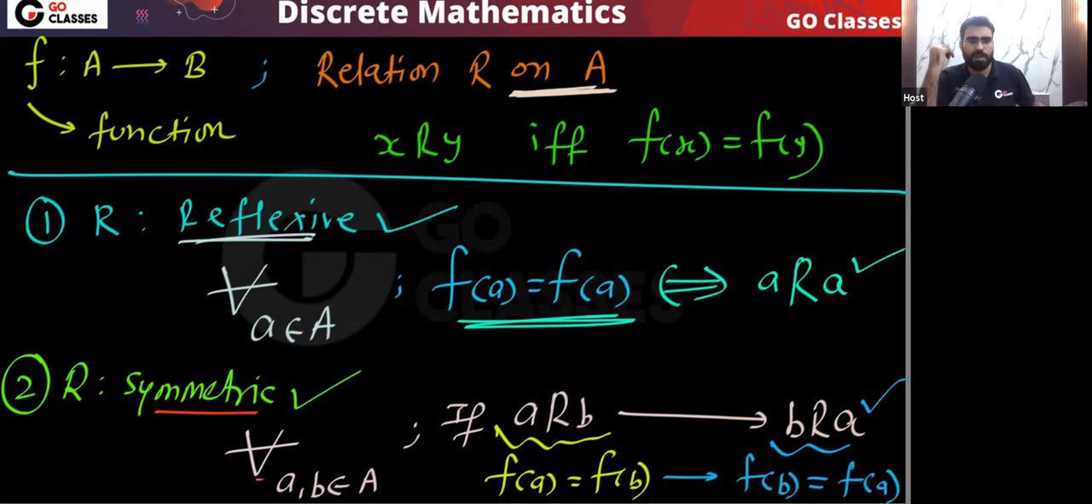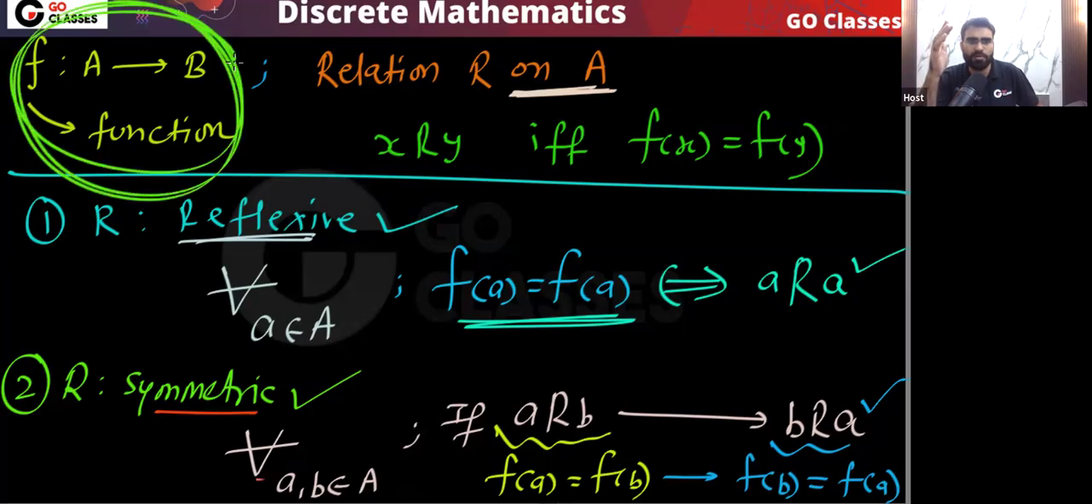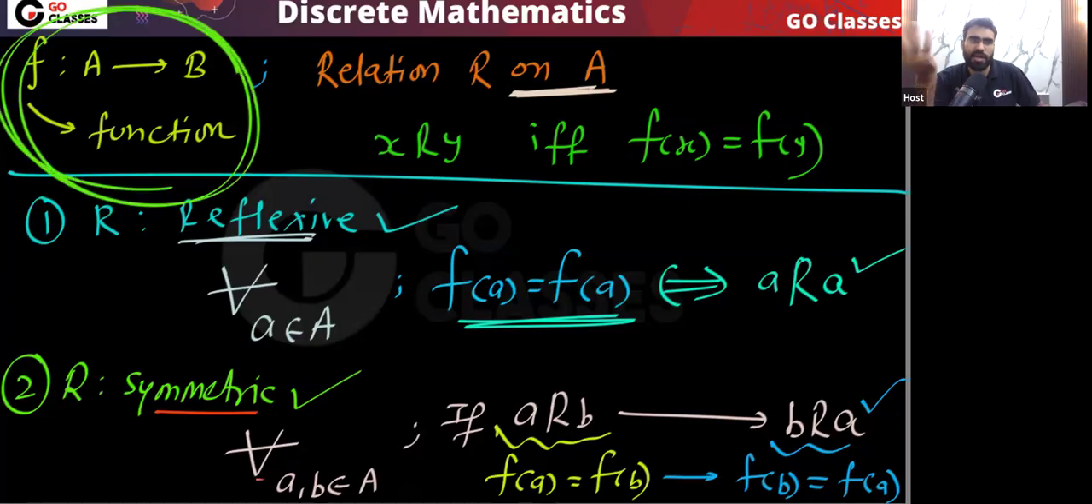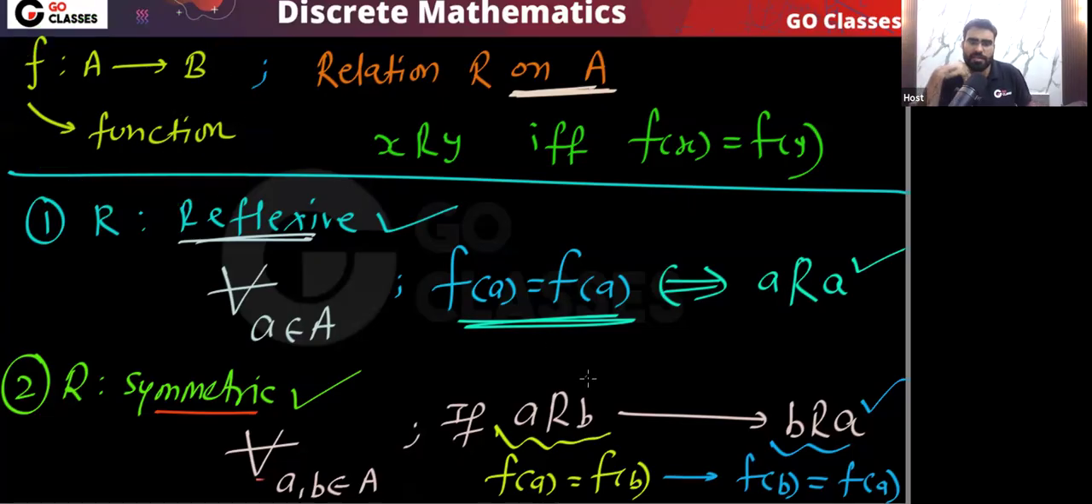Is this clear? Please tell me. Read this definition: X is related to Y if they have same image. So if X comma Y have same image, then Y comma X also have same image. In a function from set A to set B, this holds. If A is related to B, that means FA equal to FB. It automatically means FB equal to FA, means B is related to A.